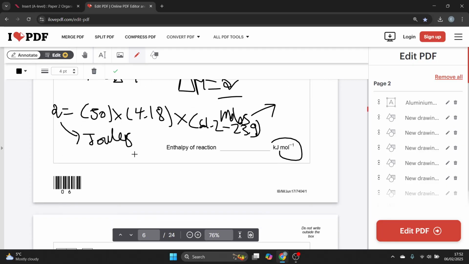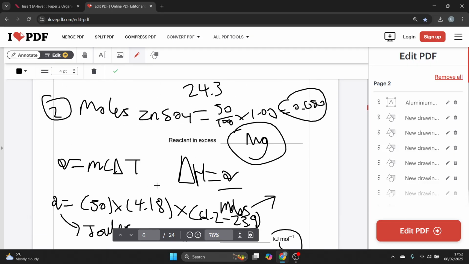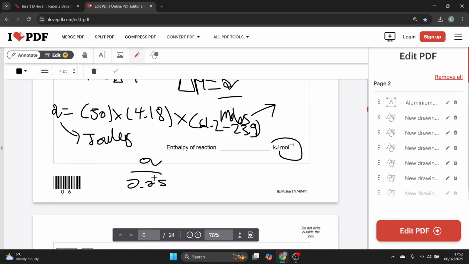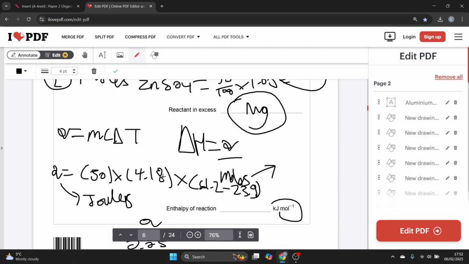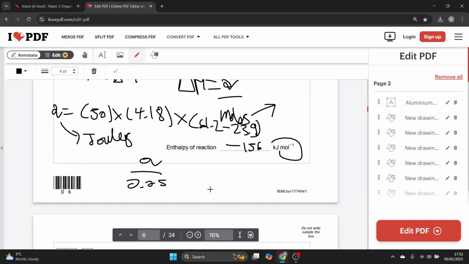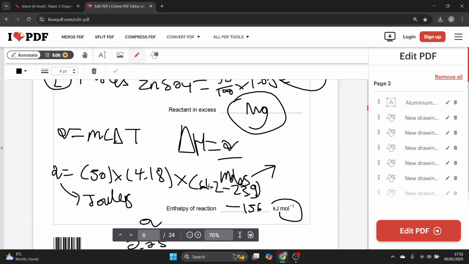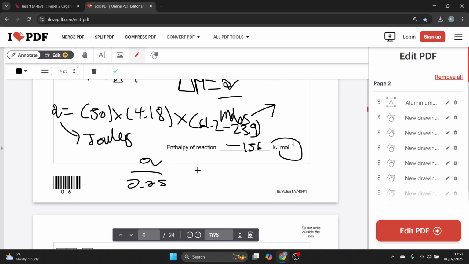So it's going to be Q divided by 0.05. And obviously I do Q divided by 1000, and you should get minus 156 kilojoules per mole, to the power minus 1. And yeah, that's it. Obviously you don't actually get a negative, because if I put in a calculator 50 times 4.18 times 61.2 minus 23.9, divided by 0.05 and then divide my answer by 1000, I get 156.